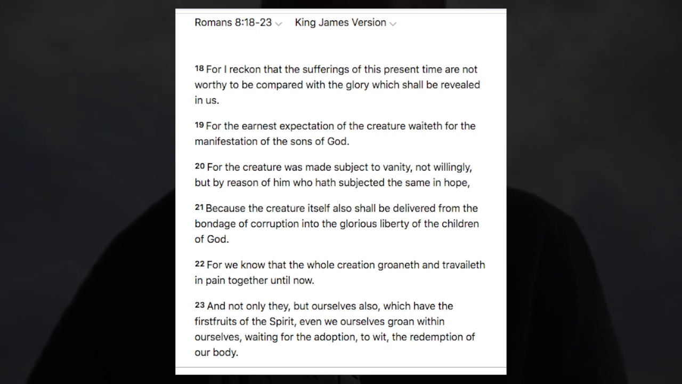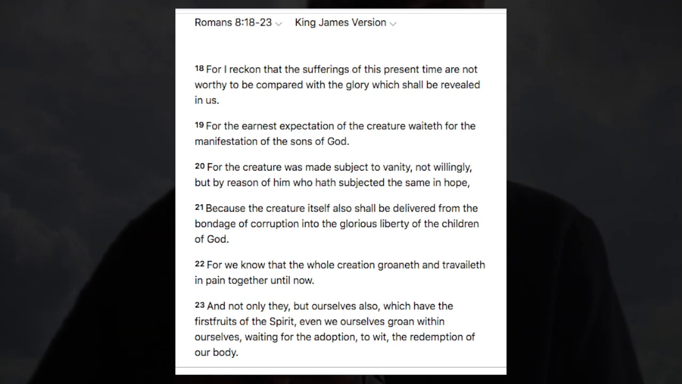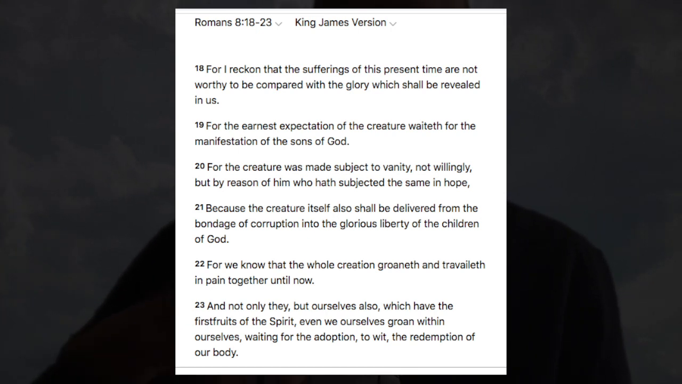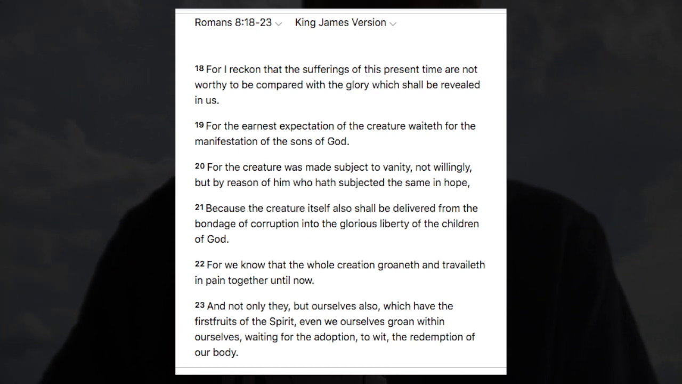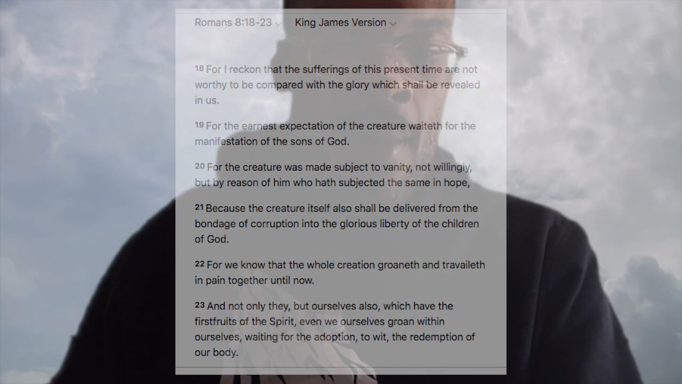Okay, so for we know that the whole creation groaneth and travaileth in pain together until now. Together, think about that. And not only they, but ourselves also, which have the first fruits of the Spirit, even we ourselves groan within ourselves, waiting for the adoption, to wit, the redemption of our body, assumption, the transfiguration, if you will, the resurrection, right?